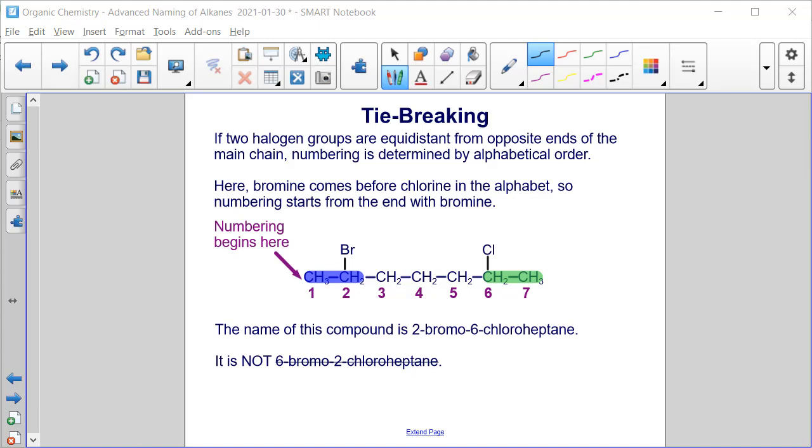If instead of having an alkyl group and a halogen group equidistant, we have 2 halogen groups equidistant from opposite ends of the main chain, the numbering is determined by alphabetical order. So in this case, instead of that CH3 group, I replaced it by a bromine, and in that case the numbering starts from the left side, because the B in bromine comes before the C in chlorine. So the name of this is 2-bromo-6-chloroheptane instead of 6-bromo-2-chloroheptane.